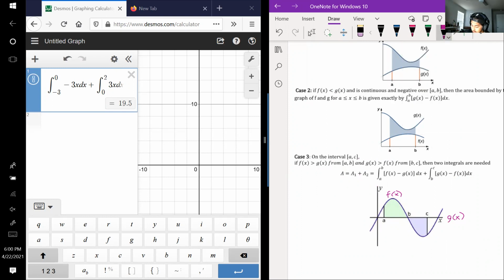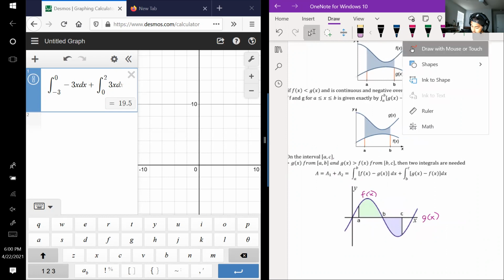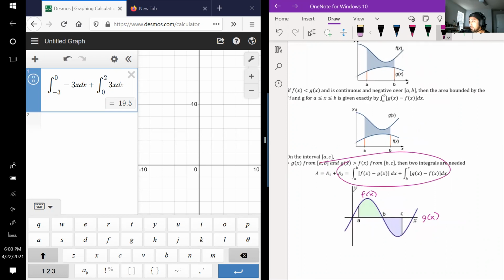So you see all of this right here? Okay, it's because mine's kind of faded. Sorry, I can't read it too well. There you go. Okay, so f of x minus g of x, d of x plus. So you see the intervals, A to B, and then B to C. The B to C part, I think, is what's not clicking for me.